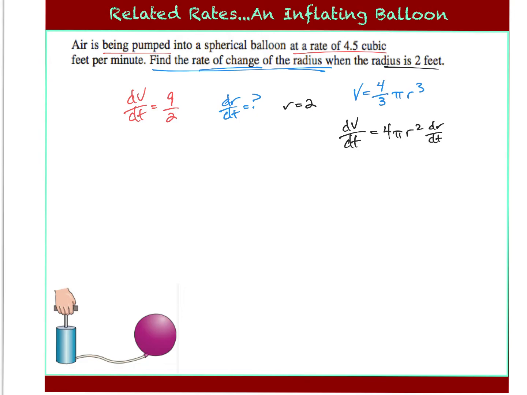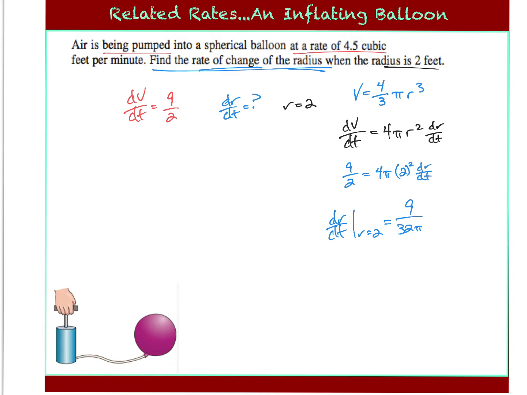All right. So now let's substitute in what we know. What is my dV/dt? 9/2 equals 4 pi times, what's my r? 2. So now I have 2 squared dr/dt. So let's do a little bit of math. 2 squared is 4. 4 times 4 is 16. So I got 16 pi over here. And what do I want to do with that 16 pi? Divide. So dr/dt, when my radius is 2, is equal to 9 over what? 32 pi. And make sure pi stays in the denominator. All right?